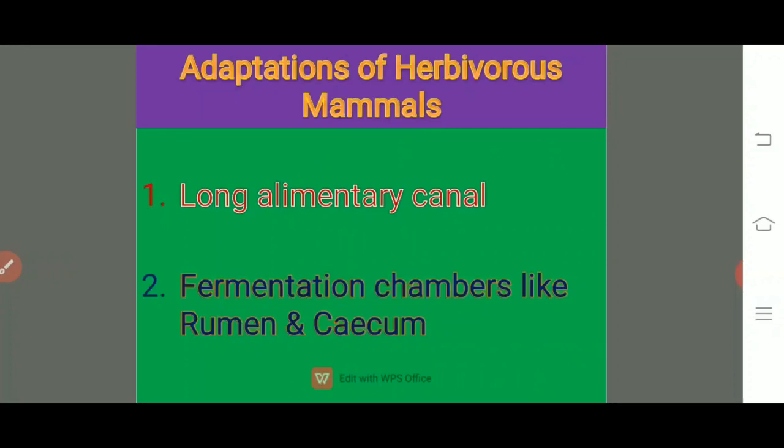Coming to the second one, fermentation chambers like the rumen and the caecum. Here the symbiotic microorganisms which can produce cellulase live in special kinds of chambers like the rumen and the caecum, and thereby they habituate to live in these chambers and secrete the cellulase.